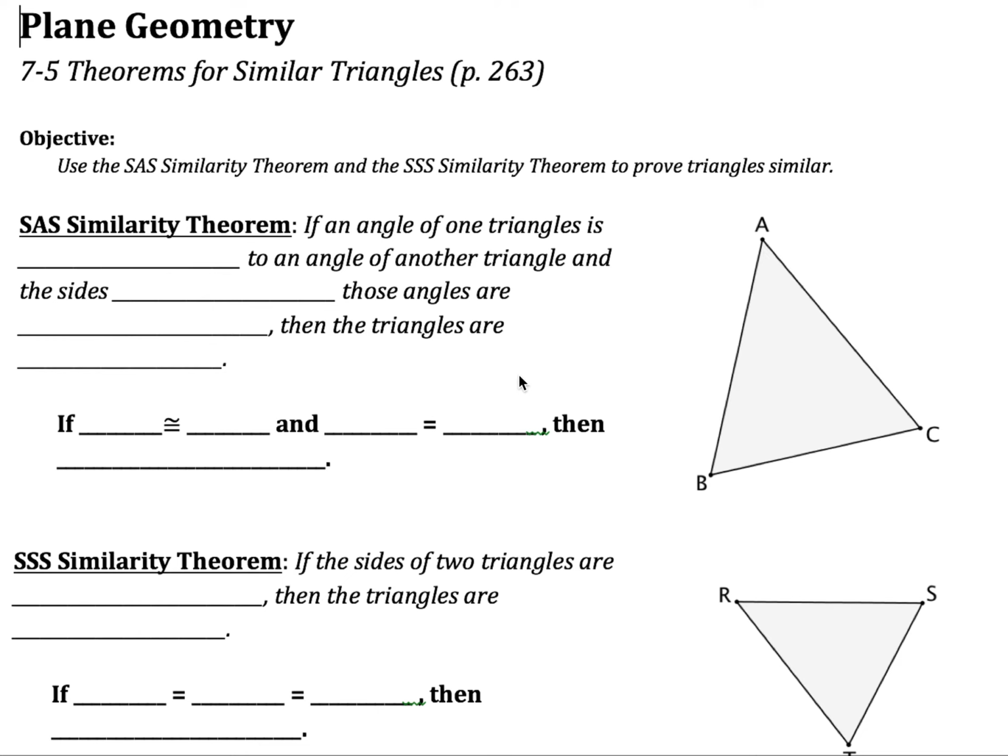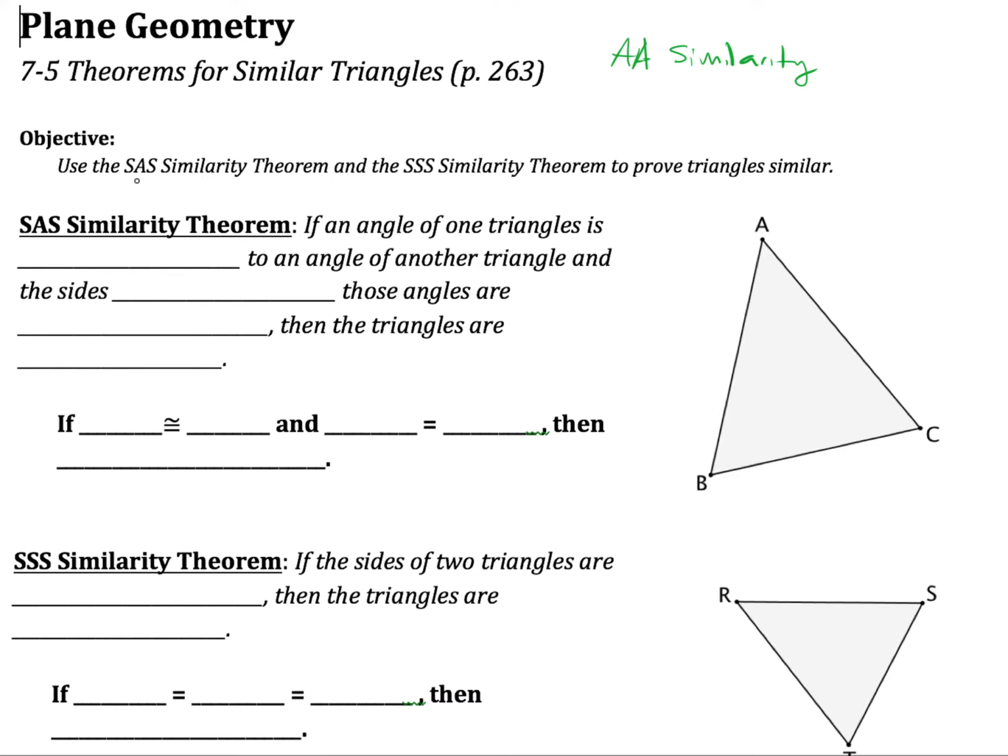Hi everybody. For this lesson we're going to take a look at a couple more theorems that we can use to prove that two triangles are similar. In one of the previous videos we looked at the angle similarity, which was the one that said that if two angles in one triangle are similar to two angles of another triangle, then that's enough to say that the two triangles are similar.